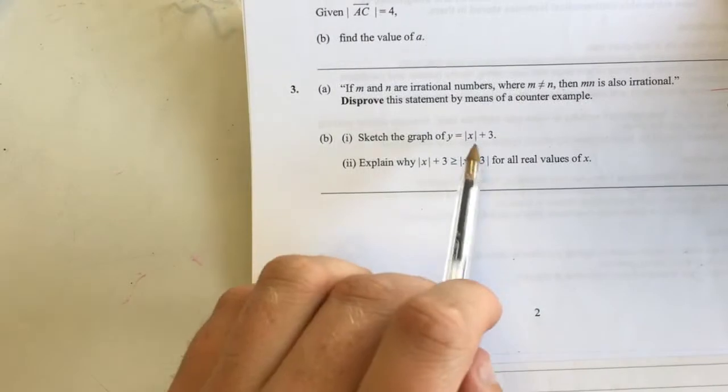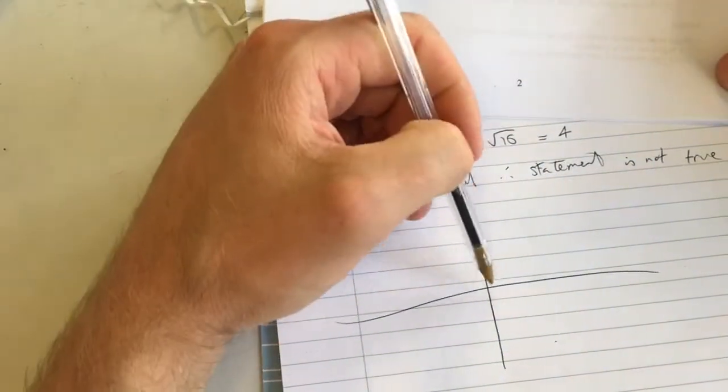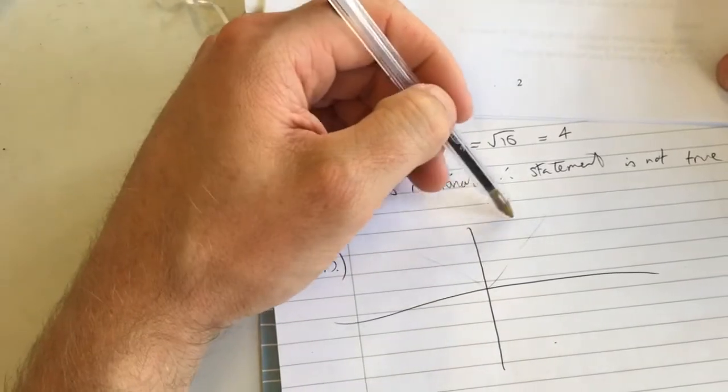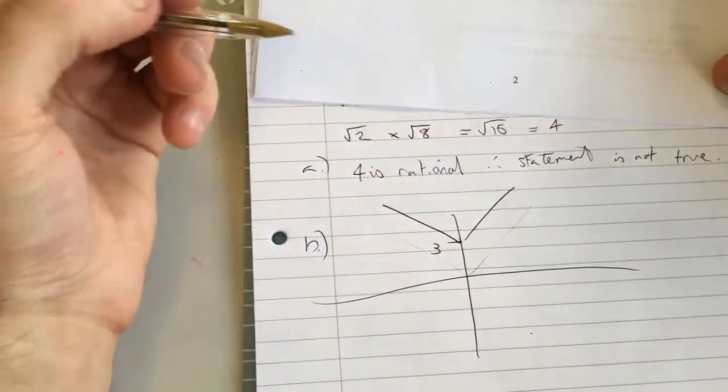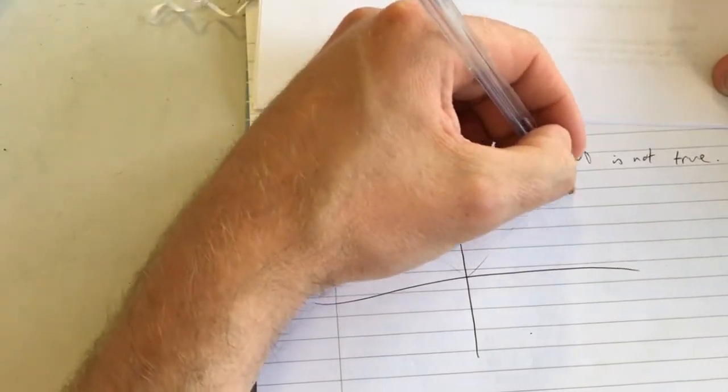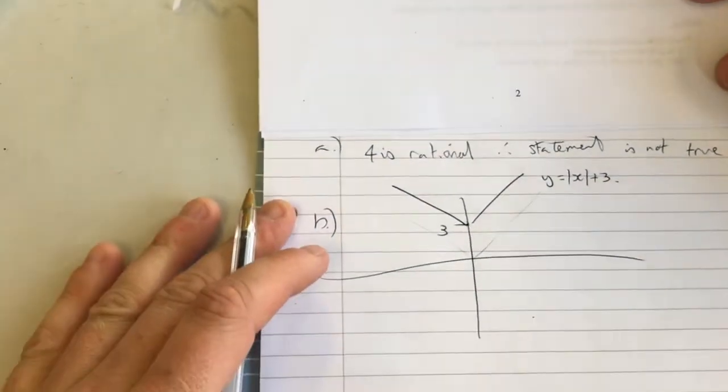Part B, sketch the graph of y equals mod x plus 3. So it's going to be a modulus x graph, which is like this, but moved up 3. So there's mod x plus 3, labelled the values on. So that was 1 mark.